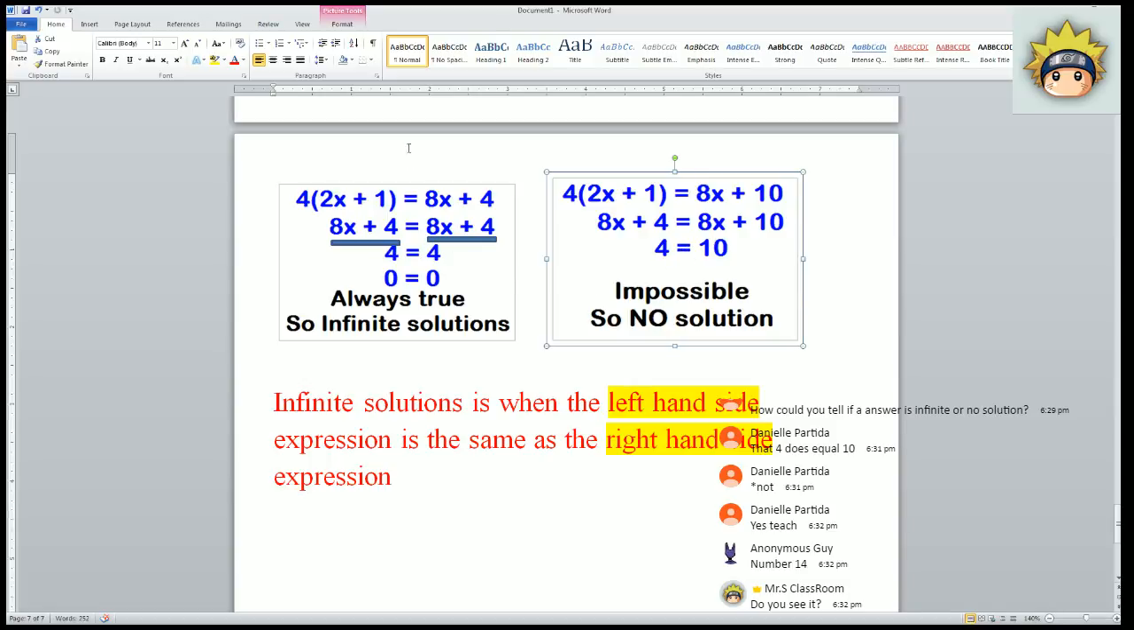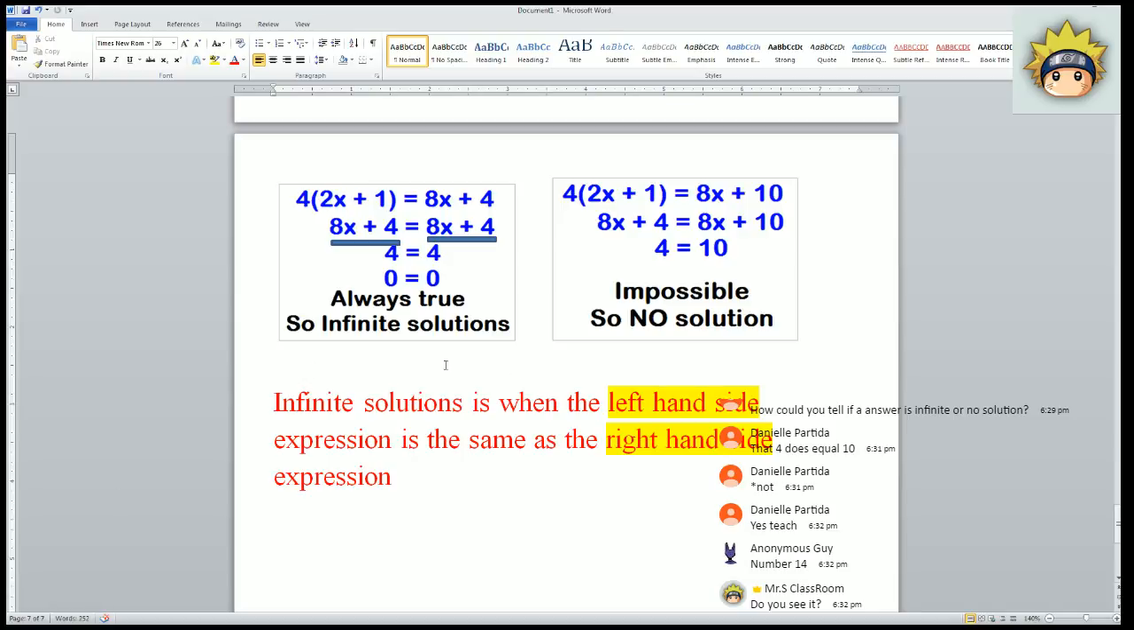Then here, it's impossible, right? You are correct. The no solution is impossible because 4 cannot equal 10 here, right? They don't match up. Okay? So that is the no solution. Alright, so hopefully that clarifies it.